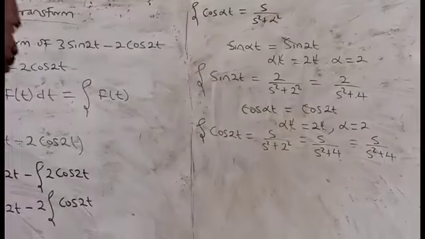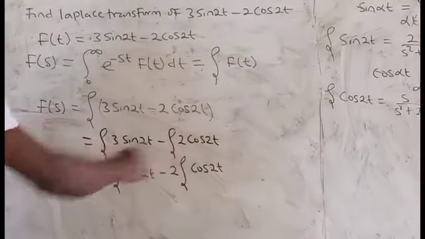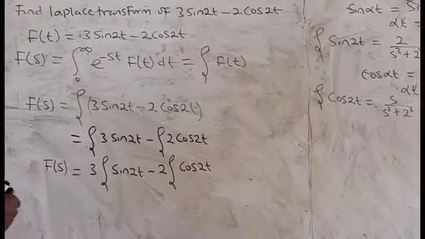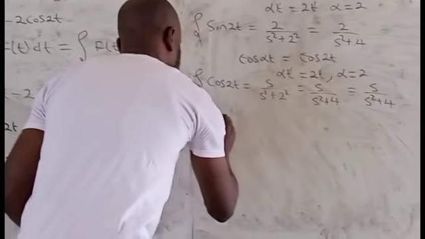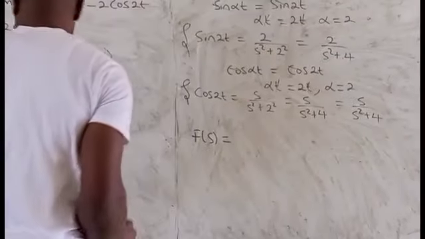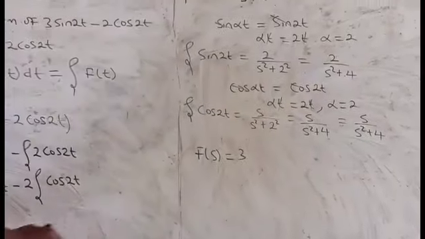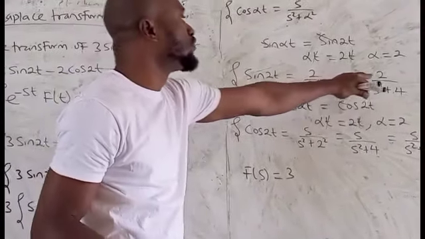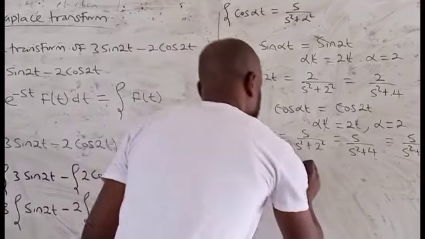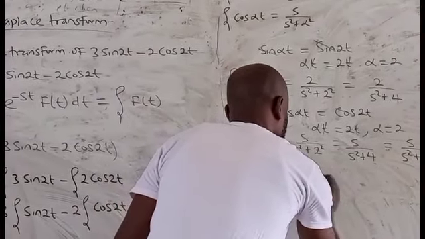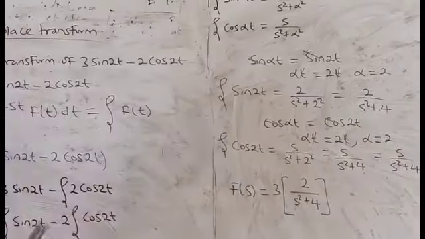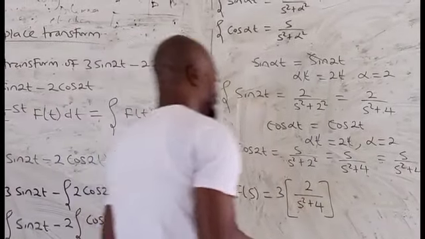So now I'm going to substitute it in this equation. The whole of this is equal to f of s. So my f of s will give you 3 multiplied by the Laplace transform of sine 2t, and the Laplace transformation of sine 2t is 2 over s squared plus 4. Then the next one is minus.